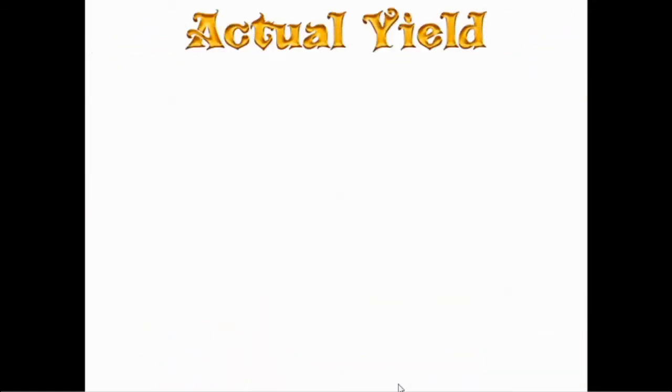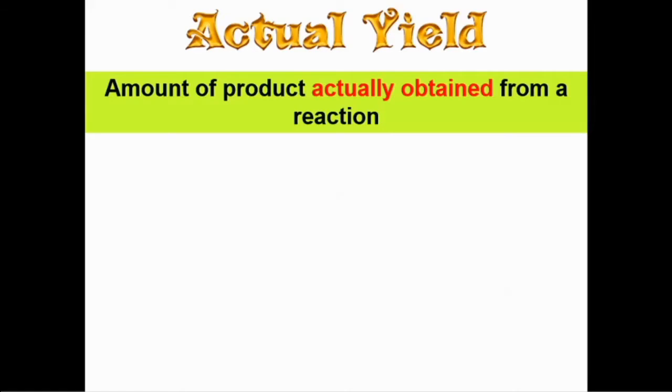Next is the actual yield, or hasil sebenar. Just now was theoretical yield, hasil teori, and this time is actual yield, hasil sebenar. So what is actual yield? Actual yield is defined as the amount of product actually obtained from a reaction.